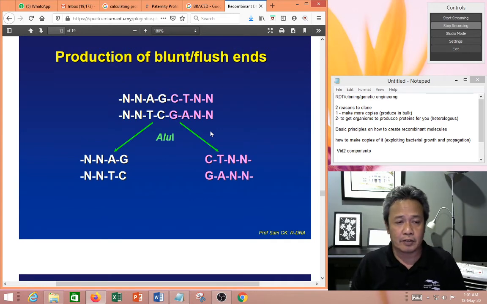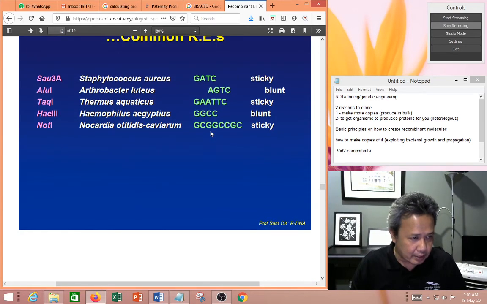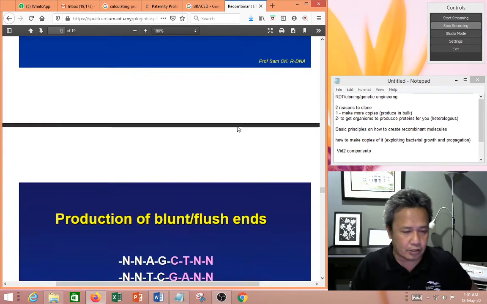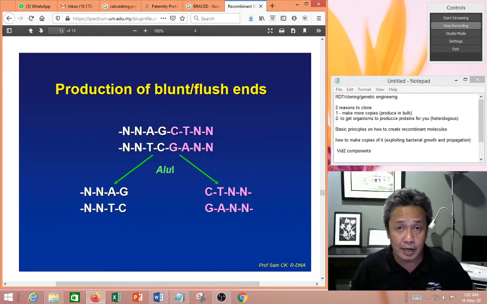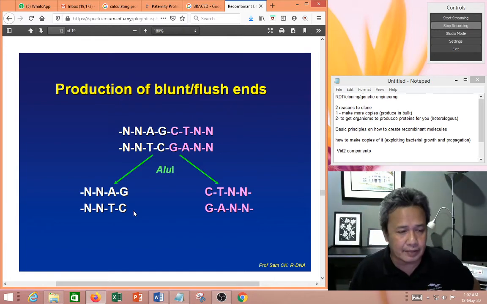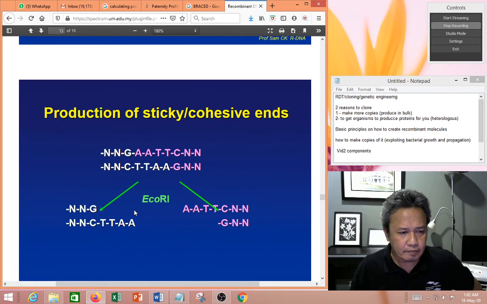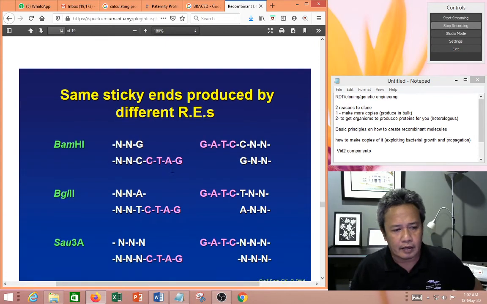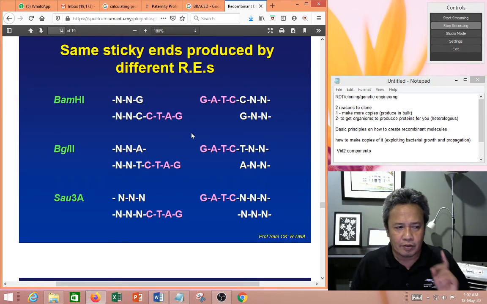This is an example of Alu1. Remember, Alu1, what is the cutting site? Alu1 is AGCT, so AGCT. But for Alu1, it cuts straight. So you have a molecule that is AG, and it doesn't have any sticky ends. So these are blunt ends, right? But EcoR1 gives you a sticky end, right?